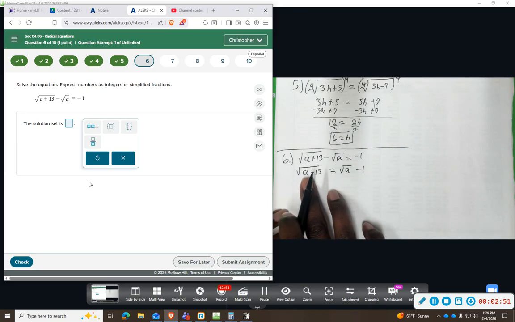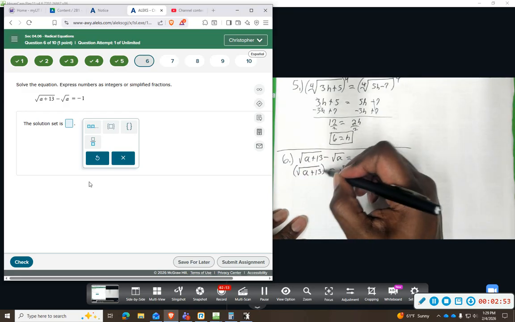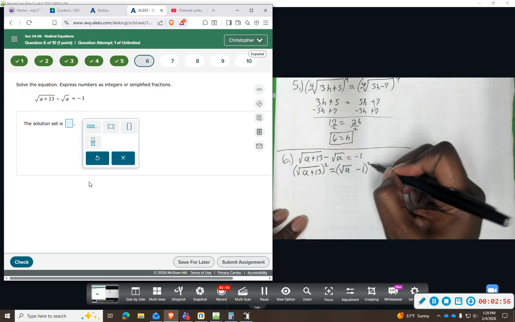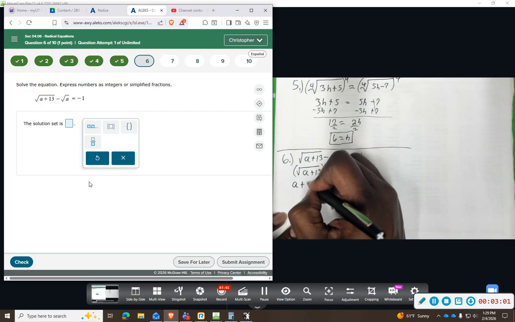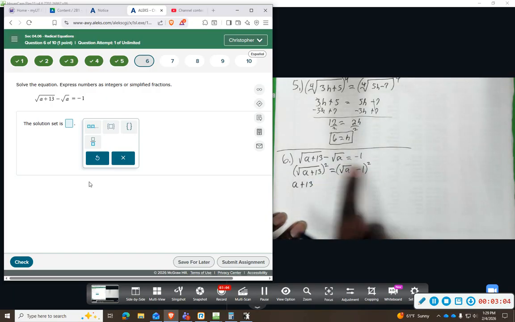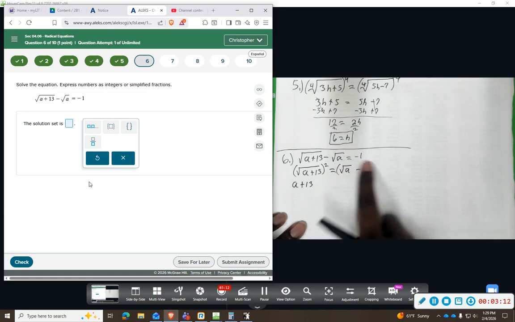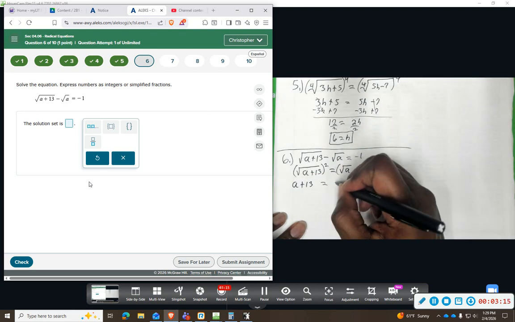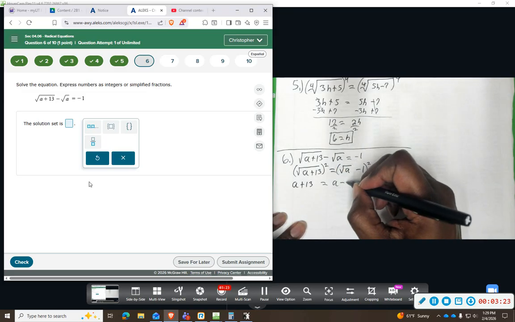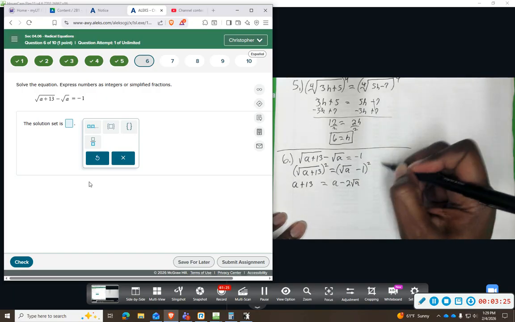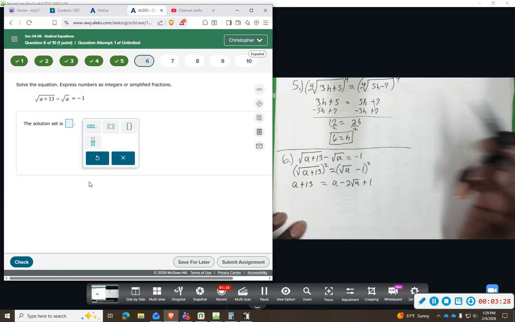Now that I have one of them isolated, we're going to square. Square root goes away. Now on this side we have a binomial, so we have to do that little double square formula. So I square the a, that gets rid of the square root, gives me a. Negative 1 times this will give me a negative 1 square root of a, but you double it, so we have a minus 2 square root of a. And then you square negative 1, gives you a positive 1.